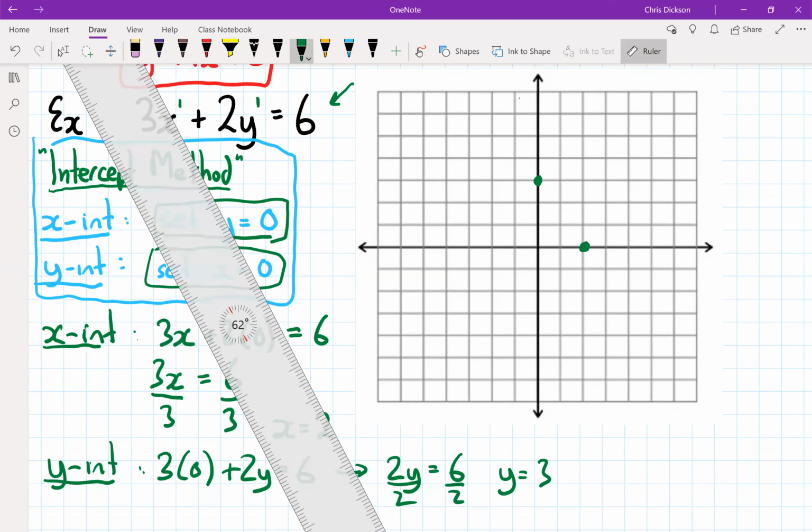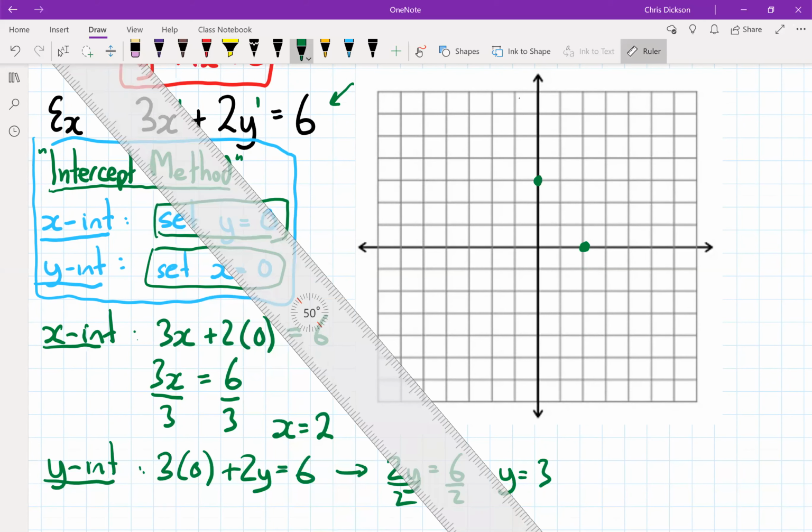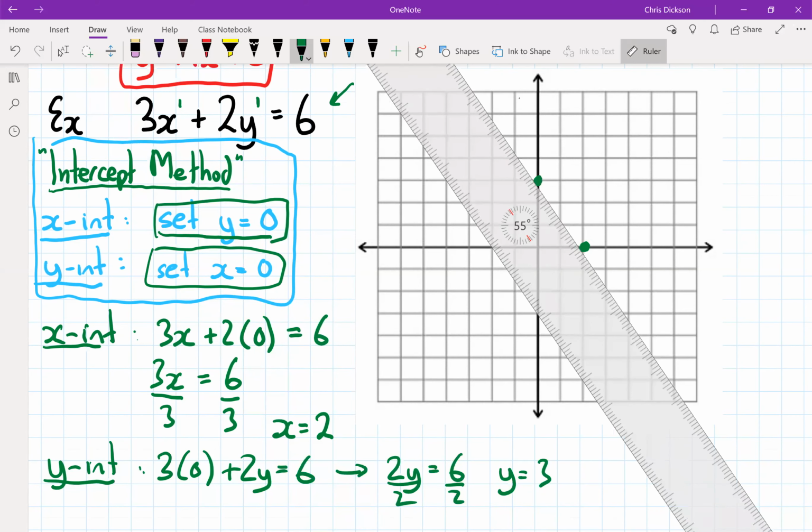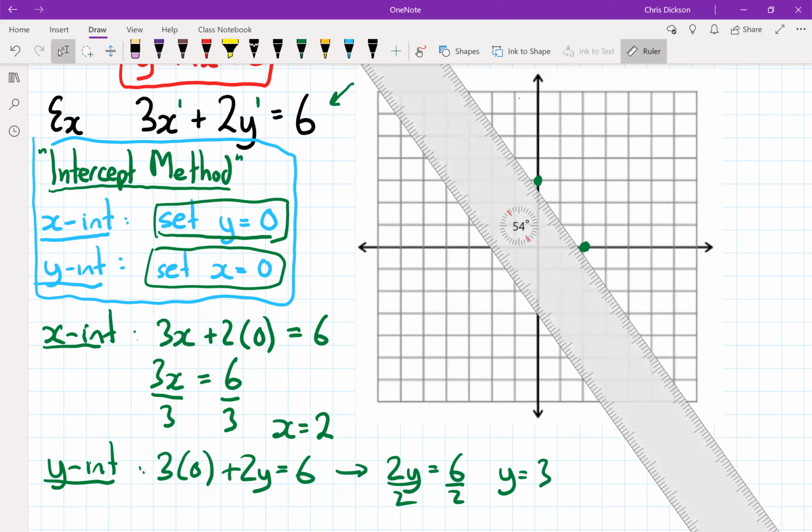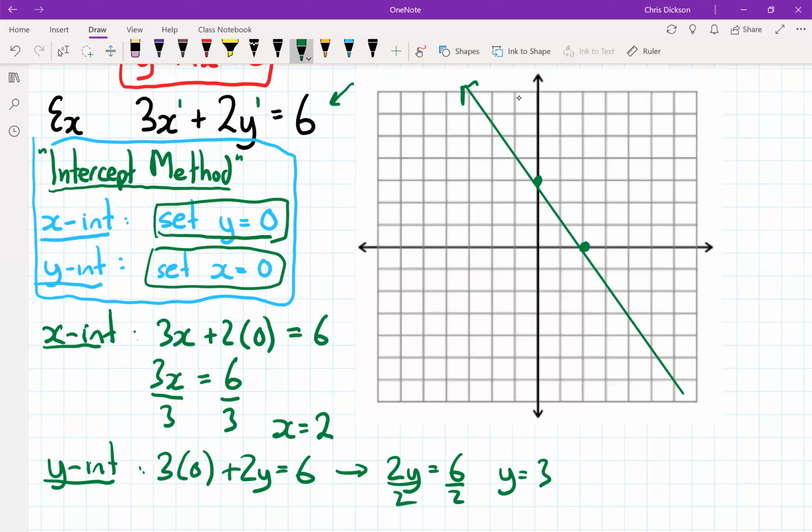So now I just take a straight edge or a ruler, and I line up my straight edge with those 2 points as best I can. Probably a little bit off here. I'm a little bit off, but you can get the idea. And there's my line. Okay, so this method of finding x and y intercepts and then just drawing the line between the 2 points is a really fast method to draw the shape of a linear function and go from there.